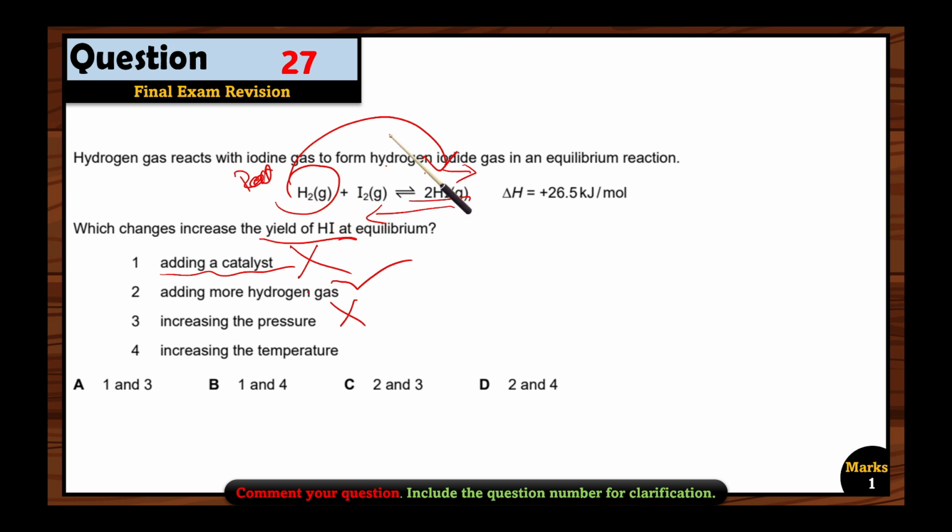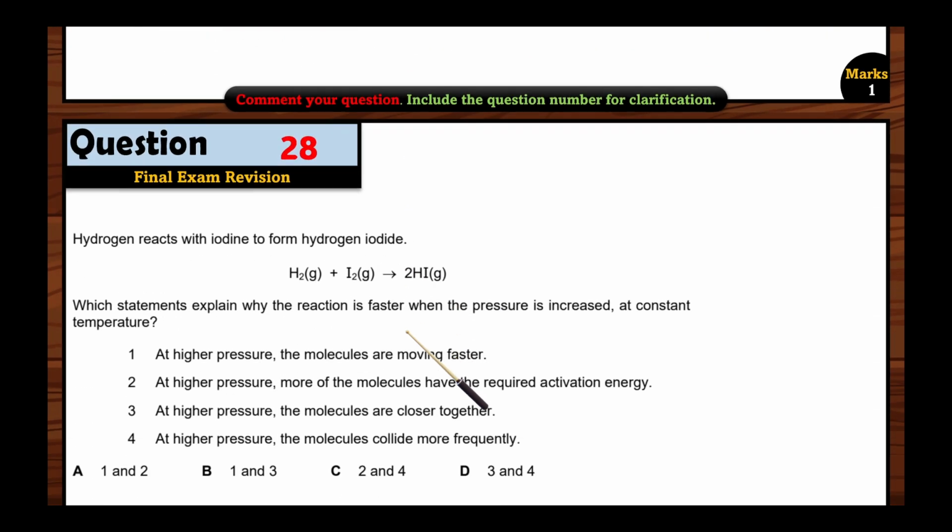Increasing the temperature, yes, it can increase the yield of the hydrogen iodide. Why will hydrogen iodide yield increase? Because if you see, there is a positive sign for the enthalpy change, which means this reaction is endothermic. So endothermic reactions are always favored by increasing the temperature. So option 2 and 4 are the right options, that is option D.